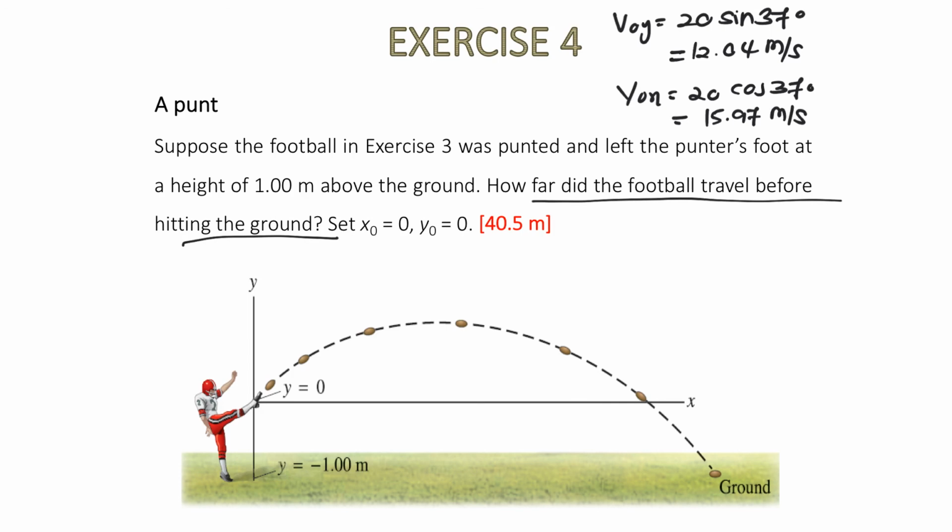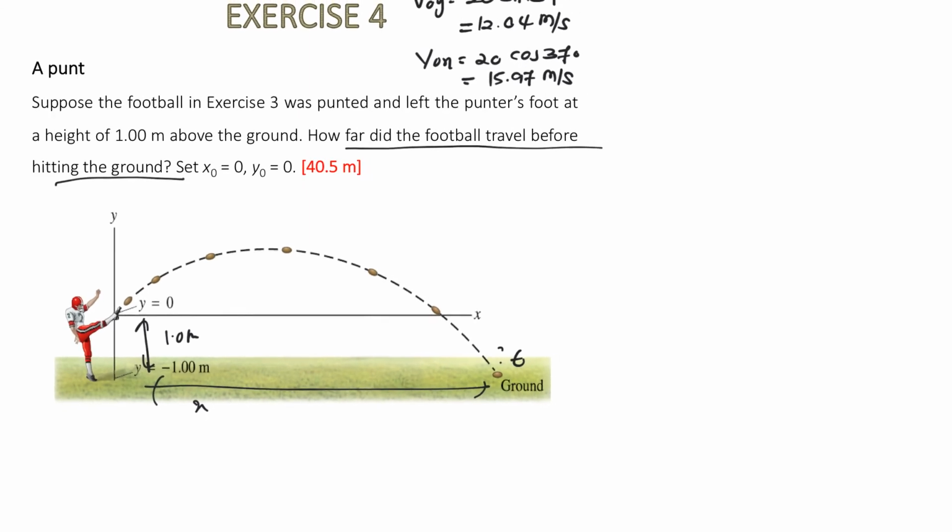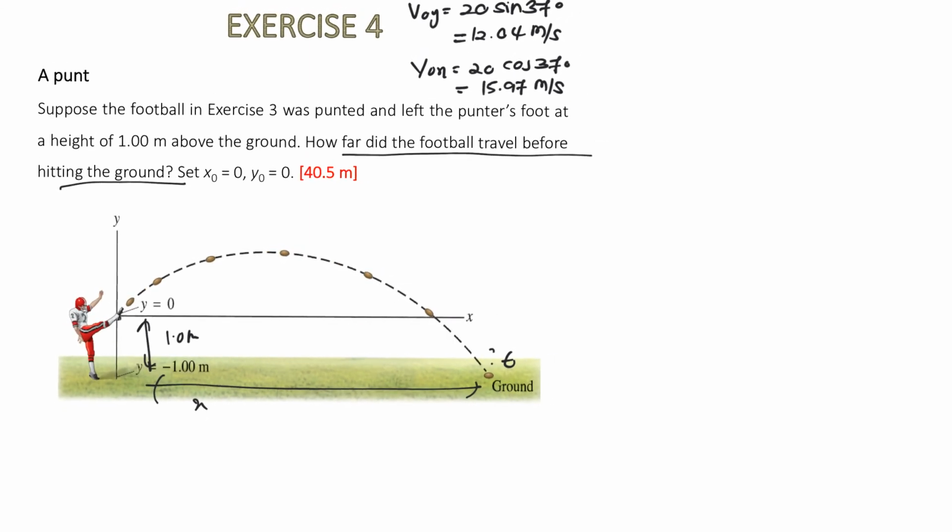The question asks you to find how far the football traveled before hitting the ground. They already give you the height, which is 1 meter. So here you need to find time first before you can find how far, because the question asks for the x component. To start, find time first using the y component, because the information is in the y component, 1.0 meter.